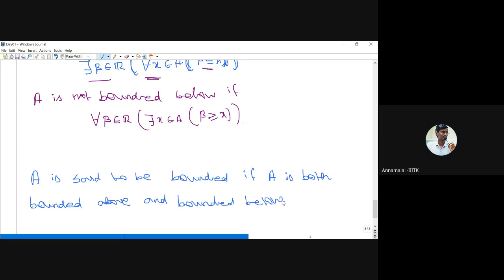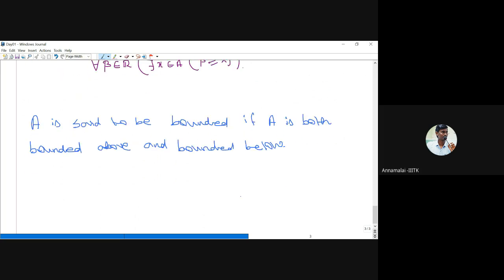Now, if we take some examples, I already said that the upper bound and the lower bound need not be a member of the set. Okay. So for example, as the first example, we take A equal to the open interval (1, 2). This is an interval, a subset of R.